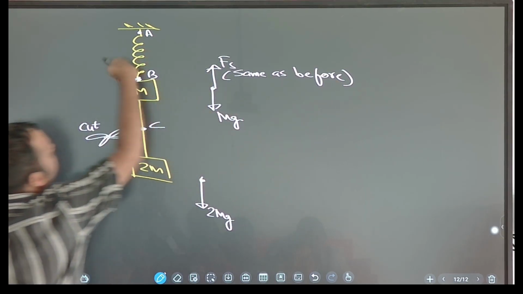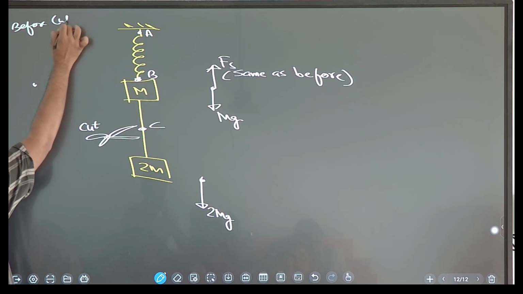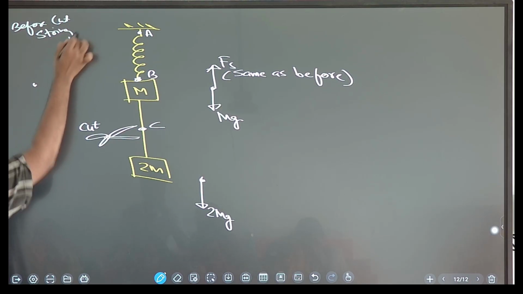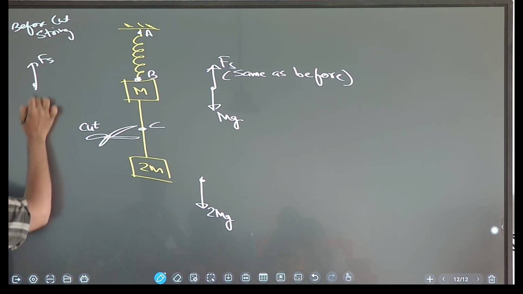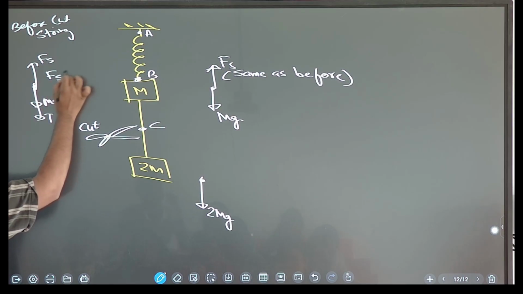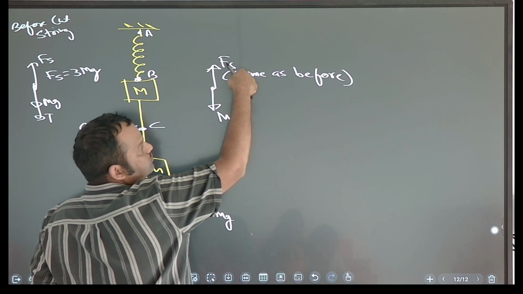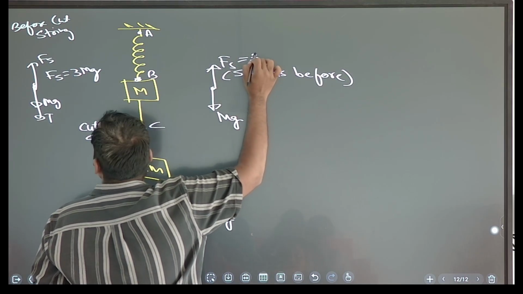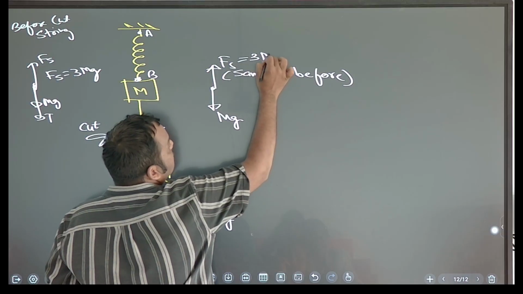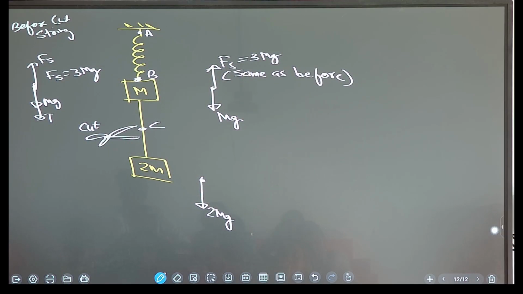What is the Fs before? Before cut. Before string cut. What is the Fs before? 3 mg. Fs before is 3 mg. So what is the Fs now? 3 mg. Okay. Same as before. Fs will not change.